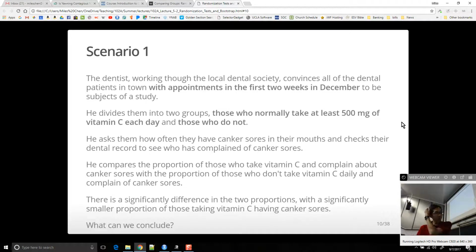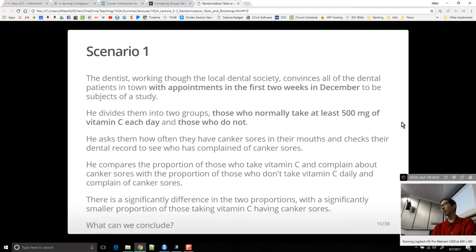So in scenario 1, the dentist, working through the local dental society, convinces all of the dental patients in town with appointments in the first 2 weeks in December to be subjects of a study. Okay, so he's just taking all the people with appointments in December, and then he divides them into 2 groups: those who normally take 500 milligrams of vitamin C each day, and those who don't.